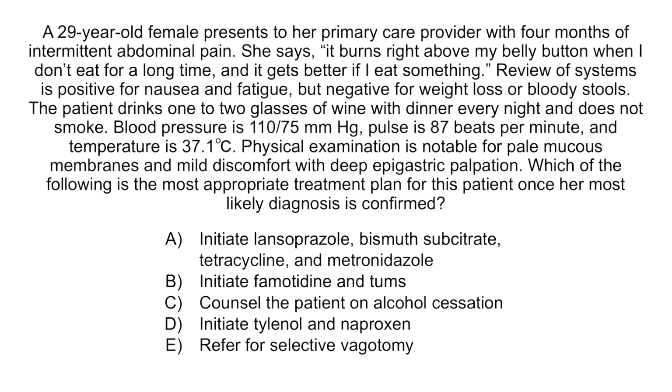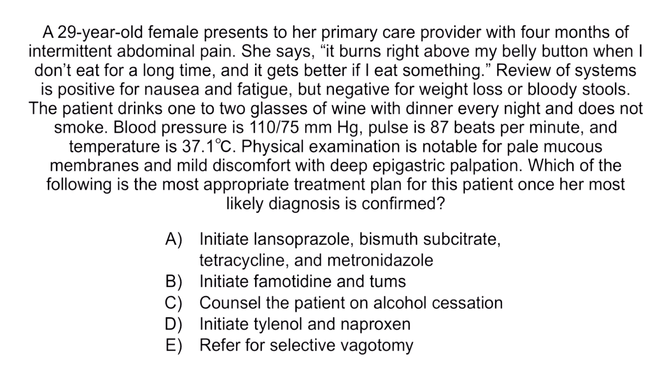A 29-year-old female presents to her primary care provider with 4 months of intermittent abdominal pain. She says, "It burns right above my belly button when I don't eat for a long time, and it gets better if I eat something." Review of symptoms is positive for nausea and fatigue, but negative for weight loss or bloody stools. The patient drinks 1 or 2 glasses of wine with dinner every night and does not smoke. Blood pressure is 110/75, pulse is 87, temperature is 37.1 degrees Celsius. Physical exam is notable for pale mucous membranes and mild discomfort with deep epigastric palpation.